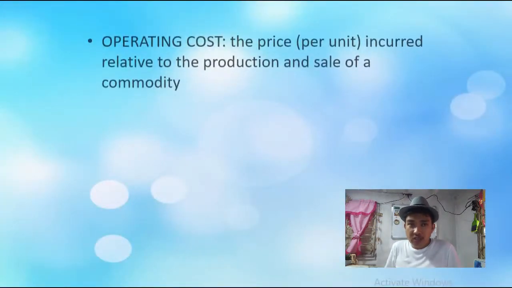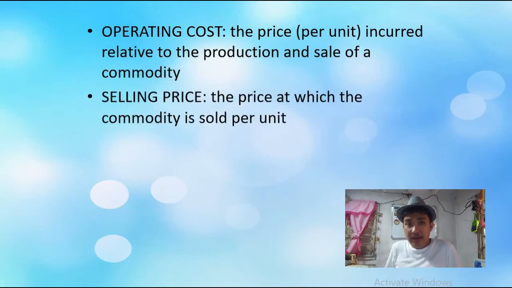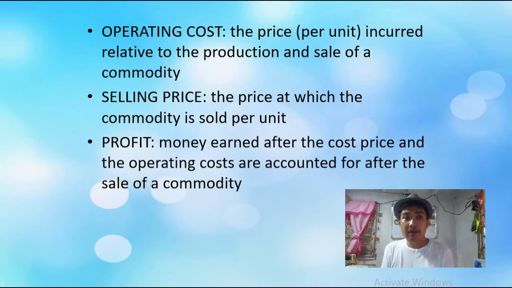Operating cost: the price per unit incurred relative to the production and sale of a commodity. Selling price: the price at which the commodity is sold per unit. Profit: money earned after the cost price and the operating costs are accounted for after the sale of a commodity.